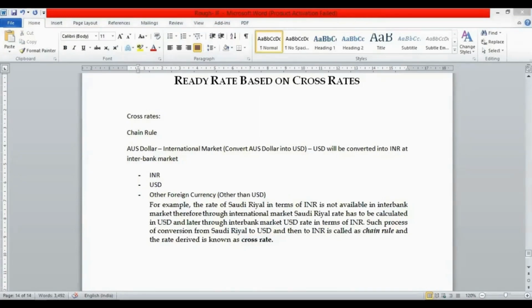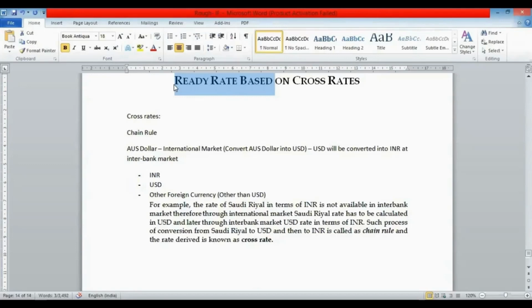Now, first of all, we will take the case of the buying rate of foreign currency. As you are aware, we will take up ready rates only. There is a conversion of foreign currency into Indian rupee. But here, the same format will be followed as we discussed in the previous lecture with respect to buying and selling. But in that format, we will try to make the involvement of the international market also.